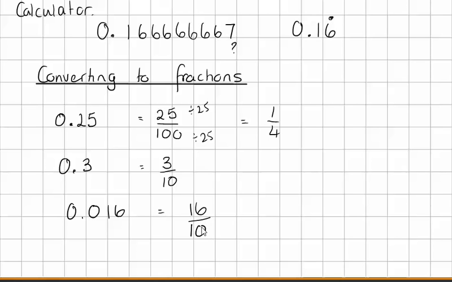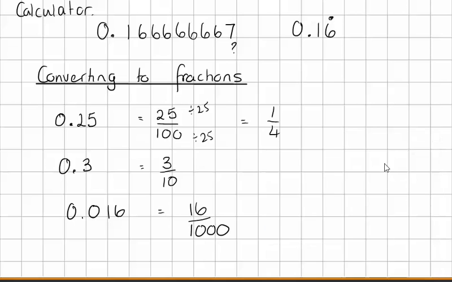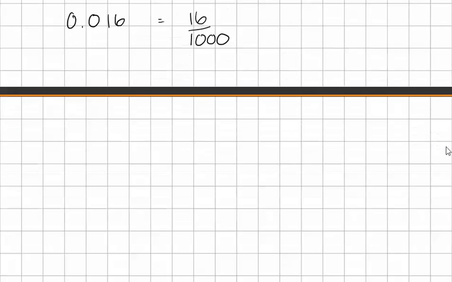16 over 1,000. Perfect. Well done. They can be simplified, but I'm not worried about it at the moment. Let's move on then to showing that this one that we know, 0.3 recurring, is 1 over 3. Let's see whether we can get there.